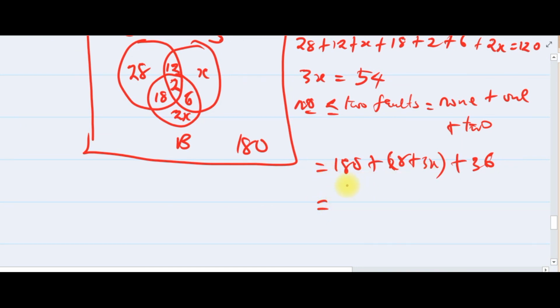So let's add. This is 180 plus 28 plus, remember 3x is 54. Have you seen why I did not find x? I just decided to wait. So 54 plus 36 is 90. Yes, 90. 90 plus 180 is 270. 270 plus that is 298. So the answer is 298.